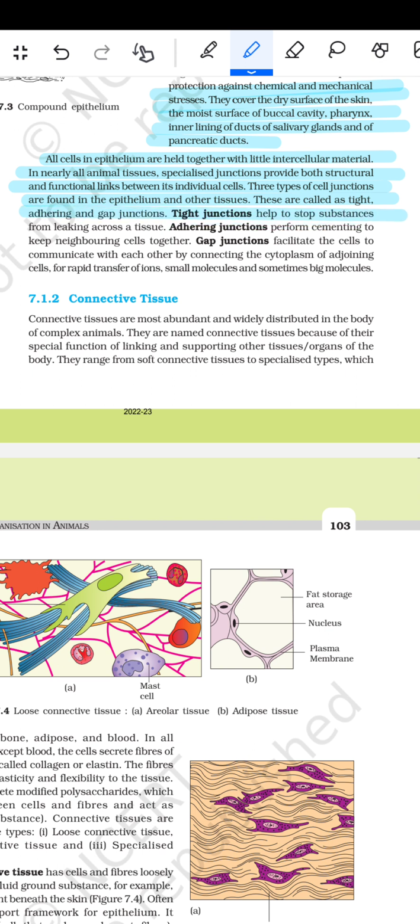Tight junctions help to stop substances from leaking across the tissue. Adhering junctions perform cementing to keep neighboring cells together. Gap junctions facilitate the cells to communicate with each other by connecting the cytoplasm of adjoining cells for the rapid transfer of ions, small molecules, and sometimes big molecules.